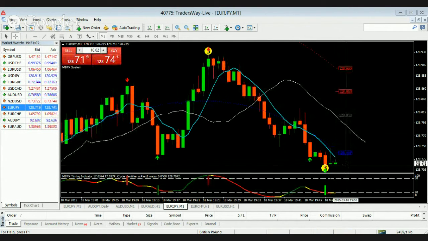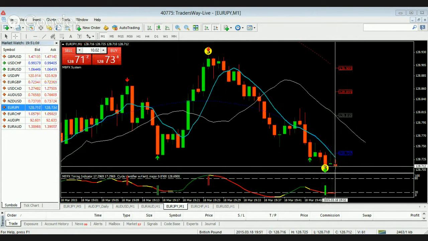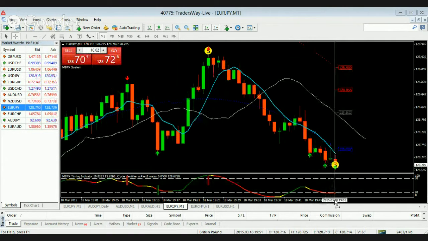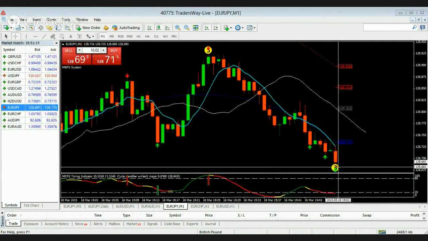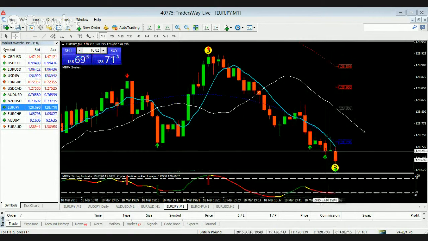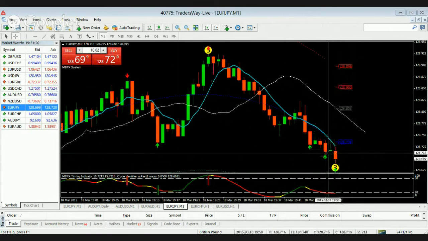Okay, the other one's starting up. This right here is not good because it's not solid green. And it's red down here, so it's not good. So you're just waiting for the right opportunity, the right time to go in.